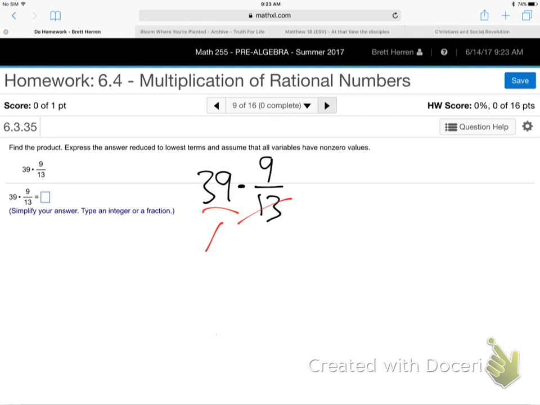So 13 goes into 39 3 times. What's left over? 3 times 9 is 27. And you don't need the 1 on the bottom, right? We never leave 1s on the bottom. They're invisibly there. They're invisibly everywhere, all around us. Yeah, there we go. Is that good?